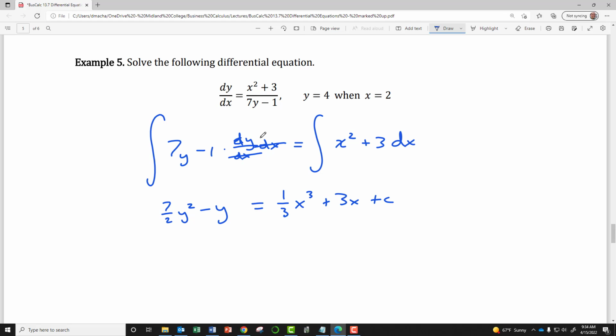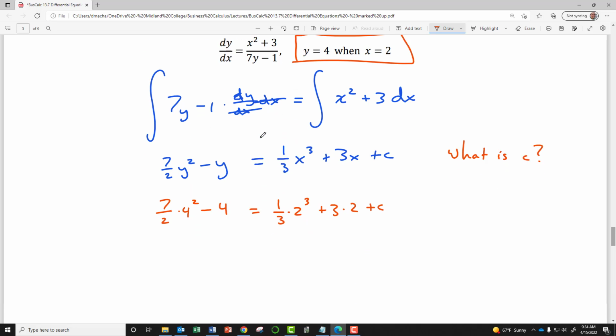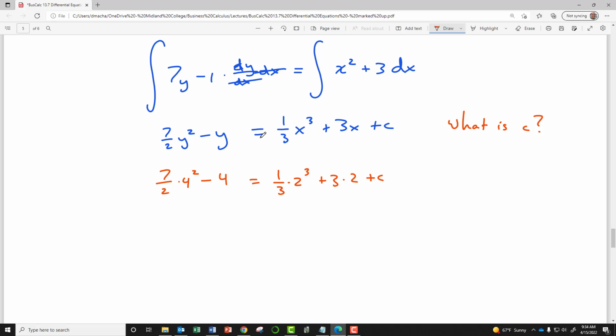Now I'm actually just going to leave this the way it is. And when we ask the question, what is c, we remember this, that y is 4 when x is equal to 2. So let me just plug in 4 here, and 2 on this side for x. And then we'll solve for c. So 4 squared is 16. 16 over 2 is 8. 8 times 7 is 56. 56 minus 4 would be 52.